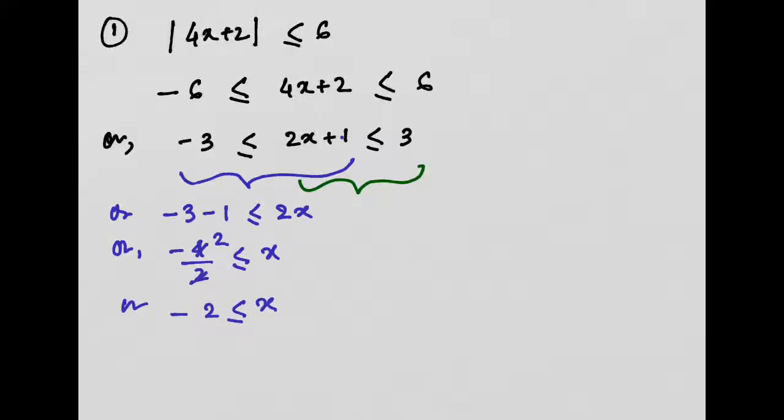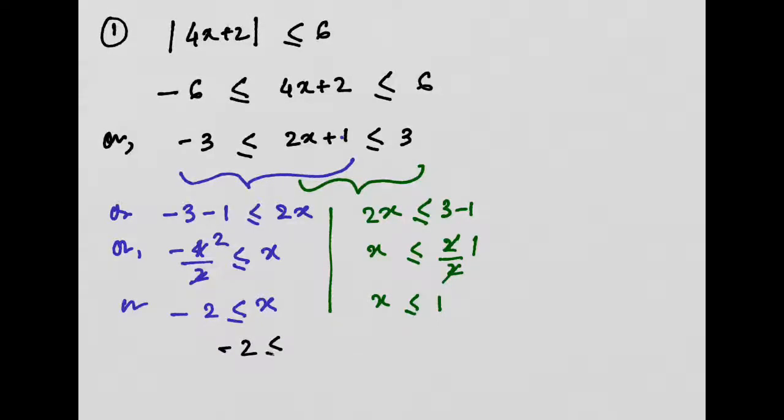Now what about this other part? I can see that 2x is less than or equal to 3 minus 1, or x less than or equal to 2 by 2, cancelling out, x less than or equal to 1. Okay, so now my solution, writing it together, combining them: minus 2 less than or equal to x less than or equal to 1.